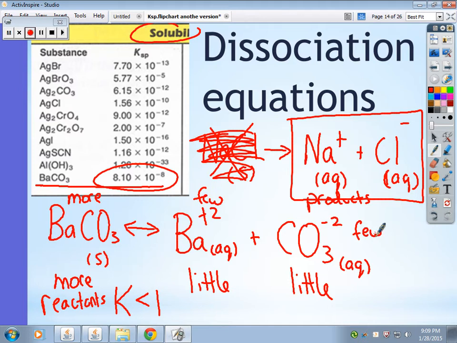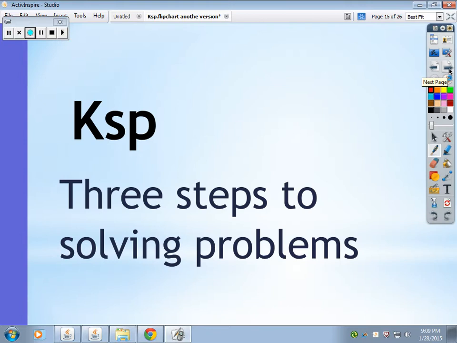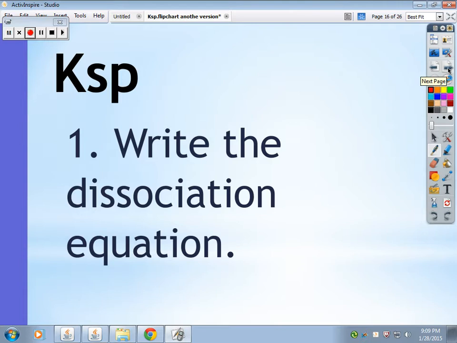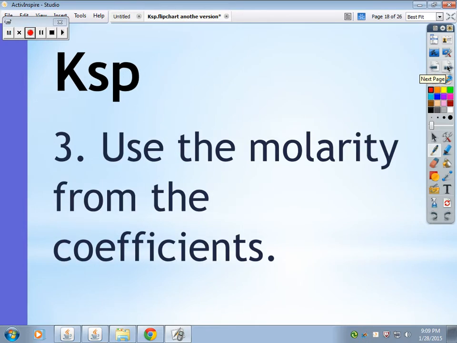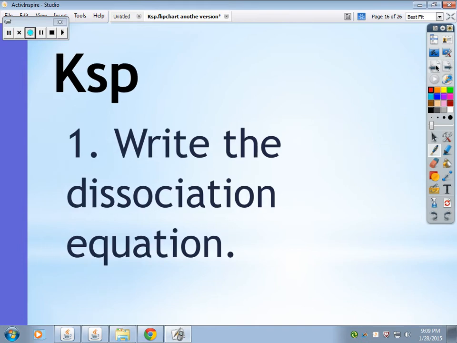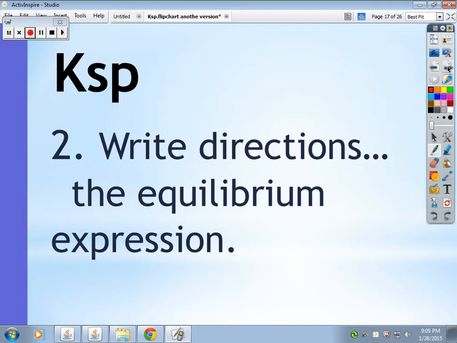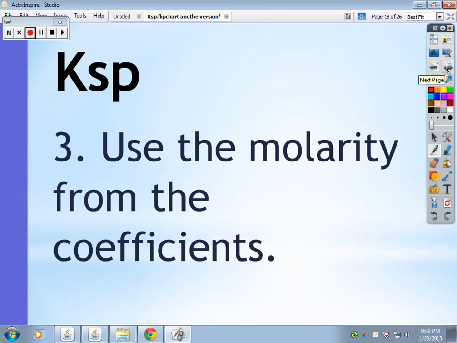Okay? Now, if I'm going to solve Ksp problems, which, by the way, is an equilibrium constant again, products over reactants, I need to learn and remember that there are 3 steps. I need to write the dissociation equation. I need to write the expression, or the equilibrium expression. And I need to use molarity from my coefficients. Let's go back through those again. Write the dissociation equation. We'll have practice with that in a second. Write the equilibrium expression, products over reactants. And use the molarity from the coefficients of my balanced equation.